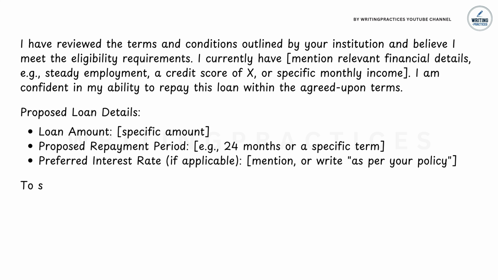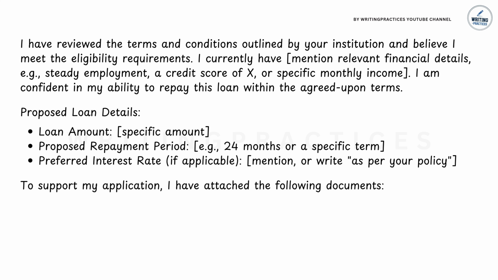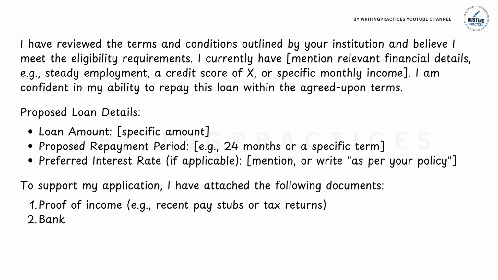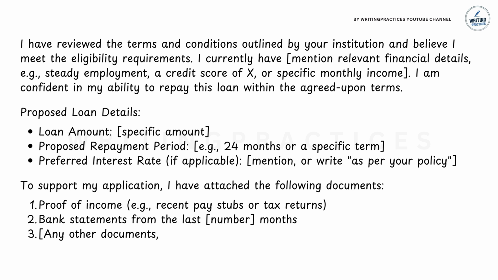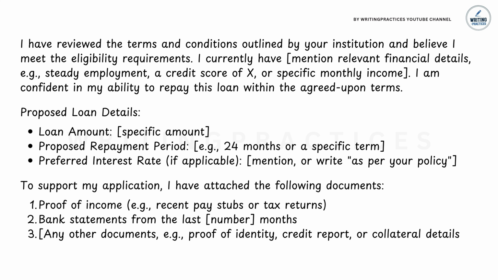Fourth paragraph, supporting documents. Lenders require documentation to verify your claims. In this paragraph, list the documents you're attaching to support your request. Example, to support my application, I have attached the following documents. 1. Proof of income, such as recent pay stubs and tax returns. 2. Bank statements from the last 6 months. 3. A copy of my credit report. 4. A valid government-issued ID. Including these details up front demonstrates your preparedness and willingness to comply with lender requirements.